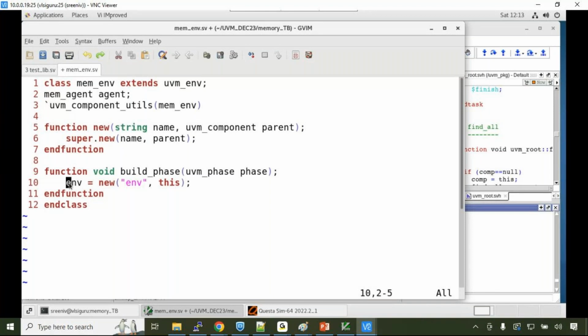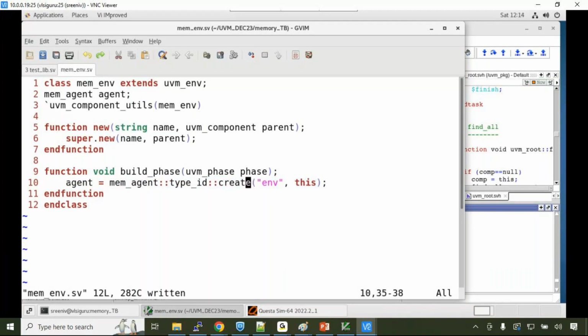So I need to create agent equal to new. Going forward, I will be teaching this concept: mem_agent::type_id::create. Instead of new, we have to use this. Now, what is type_id? What is create? This may be a bit confusing. Two or three sessions later, you will get used to it.